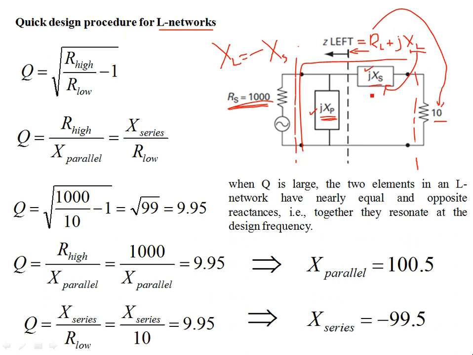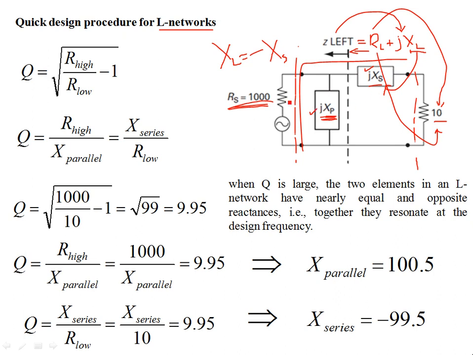So you are putting a series reactive element just to cancel the imaginary part of Z left, which is XL, and the real part is set equal to 10 ohms. From that you calculate the value of XP, and similarly your XL is minus XS. So you have these two reactive elements.